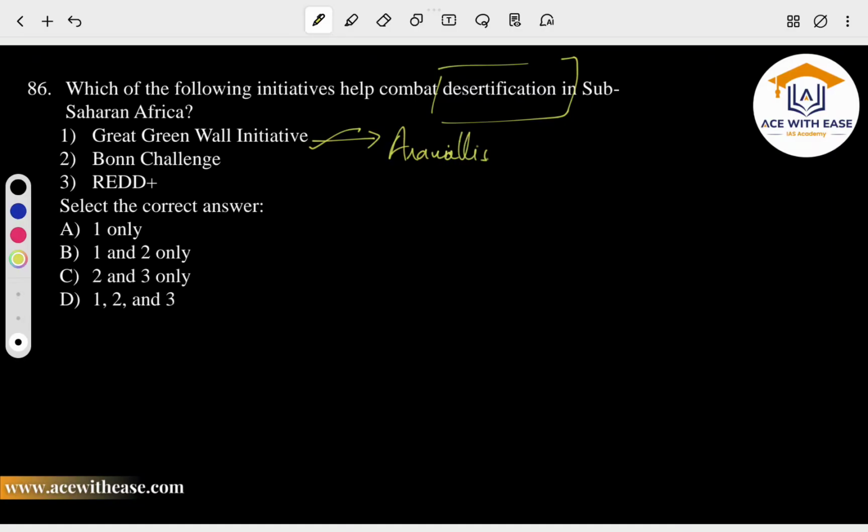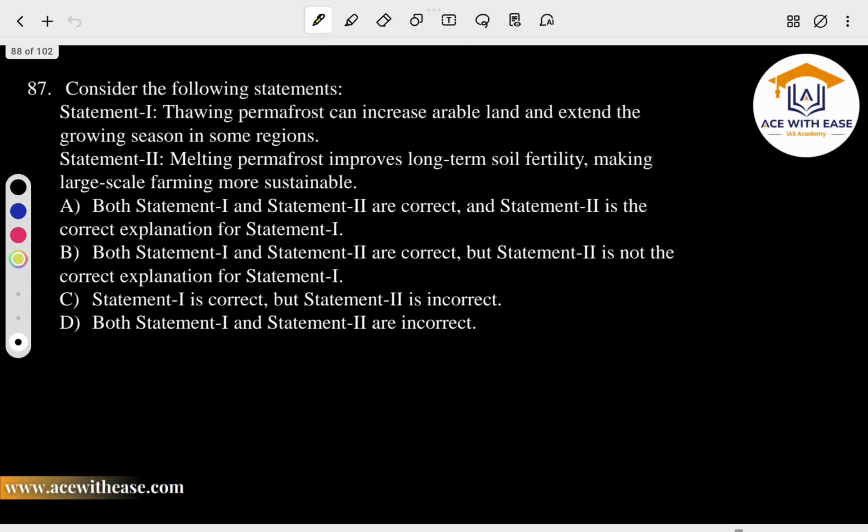So remember, Green Wall, Bonn Challenge. Even India has given a large amount of commitments. Then we have REDD Plus. All of these are combating desertification in the sub-Saharan Africa region.